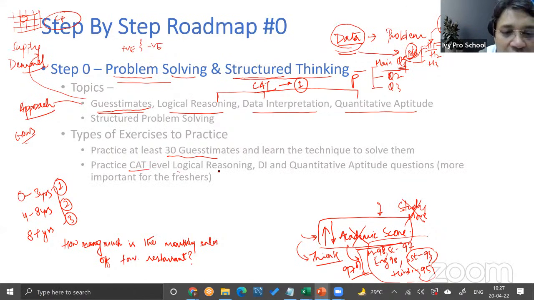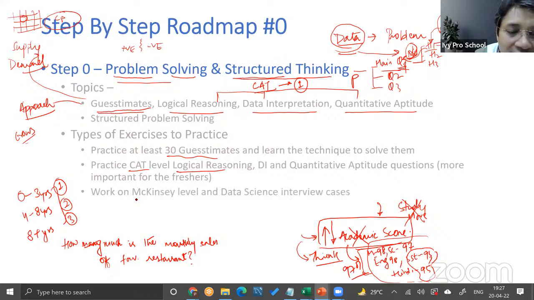Practice CAT level logical reasoning, DI, and quantitative aptitude questions. And very important, especially for people who have a little bit of experience as well, work on McKinsey level and data science interview cases. You'll easily find them if you Google McKinsey interview case studies or data science interview case studies, not just data science questions. Then you'll find a lot of technical questions, which are also important, but data science interview case studies, right?